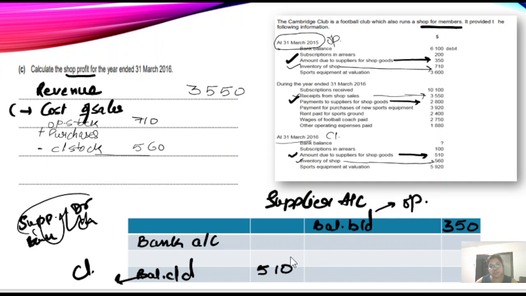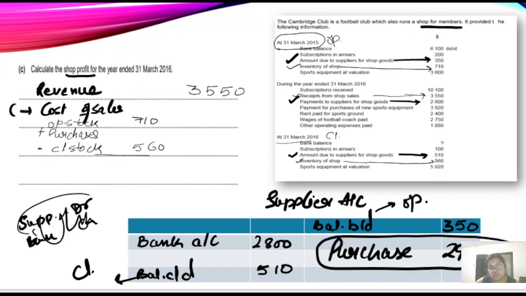So just write it down, 2800 this side, and then add 2800 plus 510, and then deduct that value by 350, then you'll have 2960. Okay, that is your purchase, and that purchase you're going to record here, 2960. I think it is clear to you all.